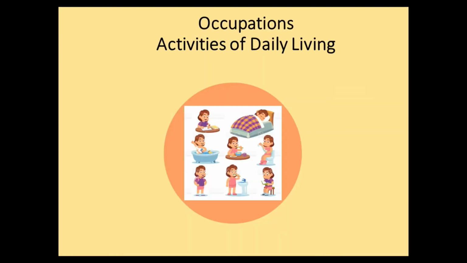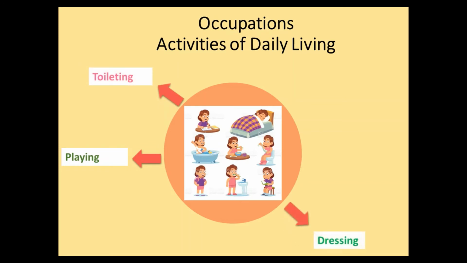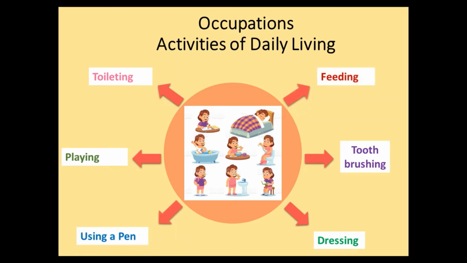Occupation or activities of daily living. This is the final part to this model. These are the everyday activities that your child may want to do or needs to do, such as playing, using the toilet, getting dressed, brushing their teeth, using a pen, and feeding themselves.